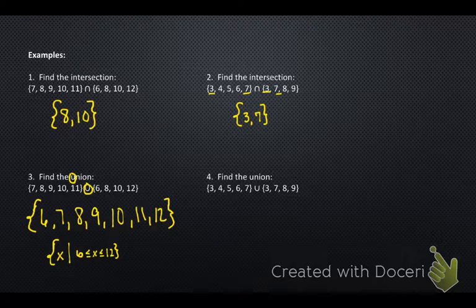So what's my union of 4? Basically from where to where? 3 to 9, right? So we can just go 3, 4, 5.